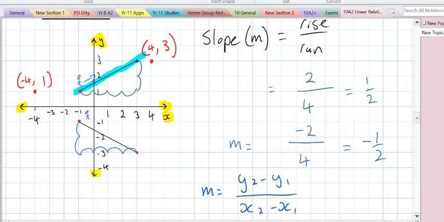Now that looks scary, but if our first point here is minus 4, 1, then minus 4 is our x1, and 1 is our y1. And the second point is x2 and y2.